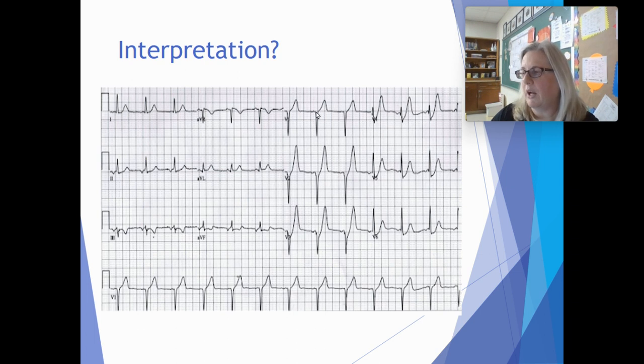Over here in lead 1, this T looks a little peaked, but it's not criteria for a peak T yet. It's not 2 boxes high. This one is 3 boxes high. This is definitely a peak T. This is depression with a peak T. We see some depression. We see some peak Ts.